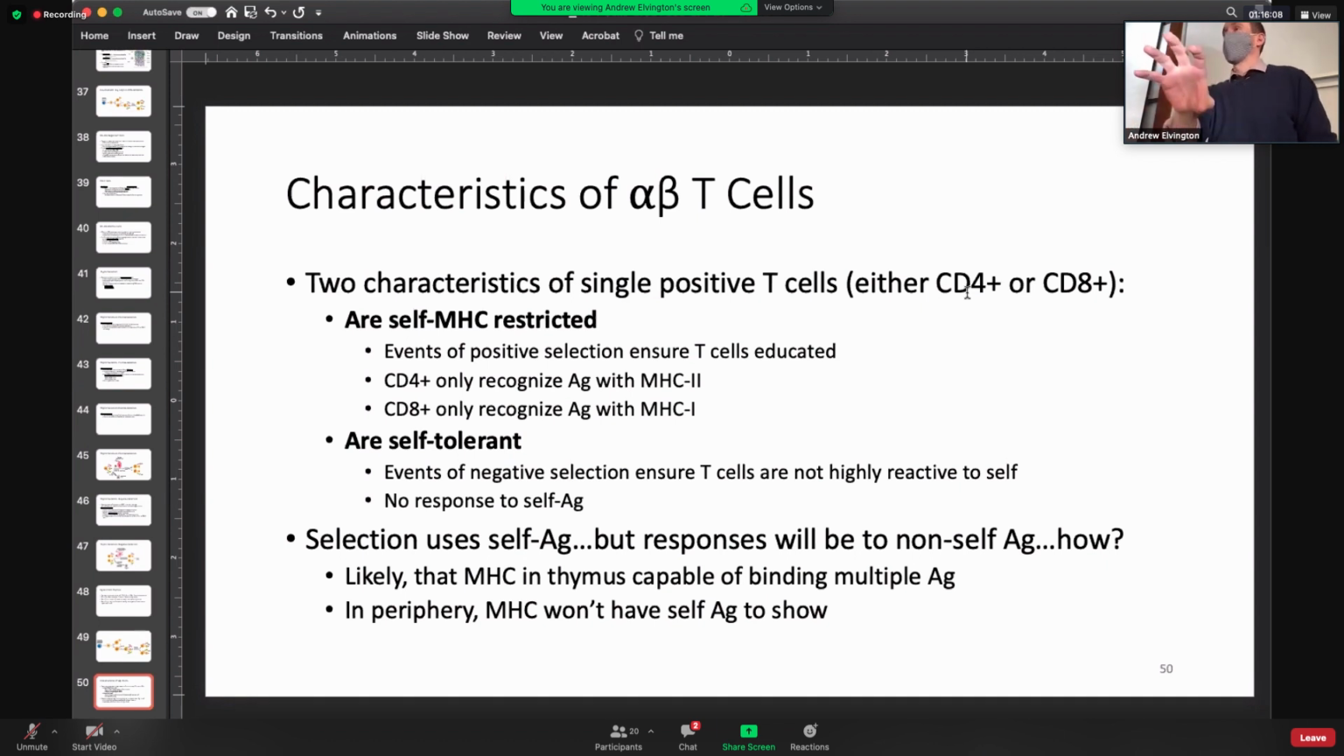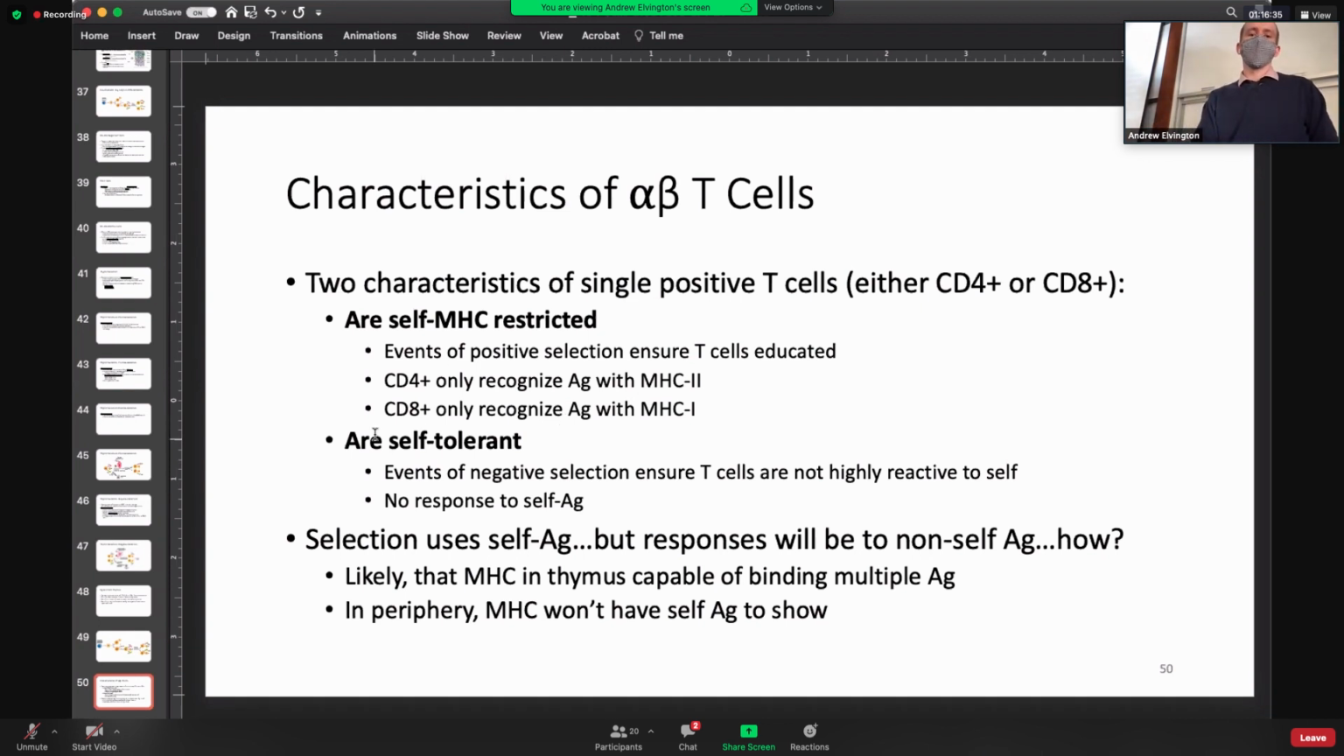Because we are mature, we are ready to see antigen, and can only have one or the other. The events that they will do are self-restricted, meaning CD4 positive T cells can only see antigen that is with, half of 4 is 2, MHC class 2. CD8 positive T cells can only recognize antigen that is expressed with MHC class 1.